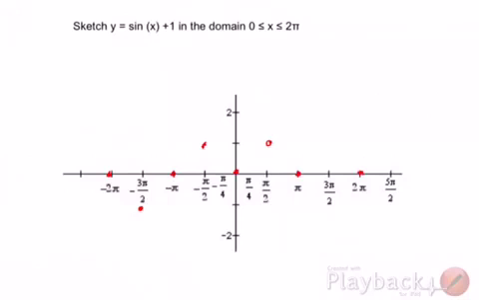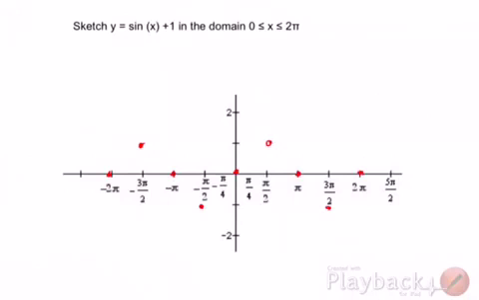It goes up to 1 when it's pi over 2, and down to negative 1 when it's 3 pi over 2, down to negative 1 when it's negative pi over 2, and up to 1 when it's negative 3 pi over 2. That's my original graph. I don't want to plot it there anymore.